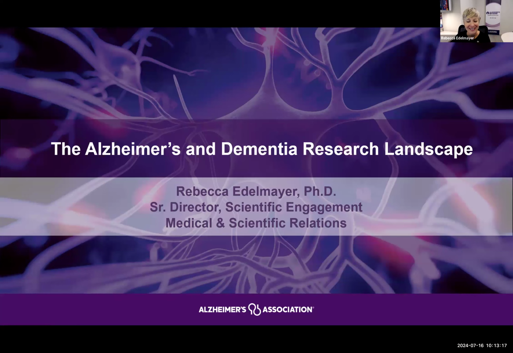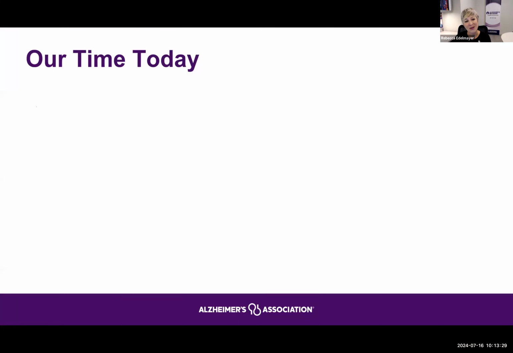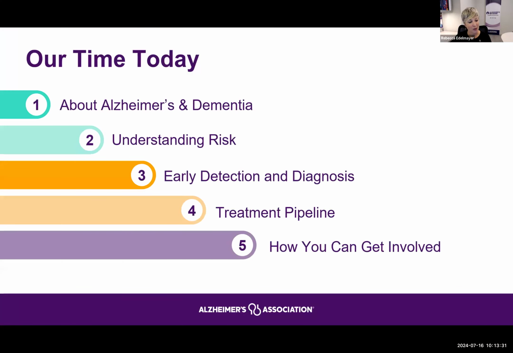It's such an exciting time for the field and there's so much going on. We wanted to make sure you had a little bit of a backgrounder to start your time as attendees as part of AAIC For All. So as part of our time today, what I wanted to do was give you a little bit of background about the field and really the differences between Alzheimer's and dementia. We want to cover some quick topics around understanding risk and addressing risk.